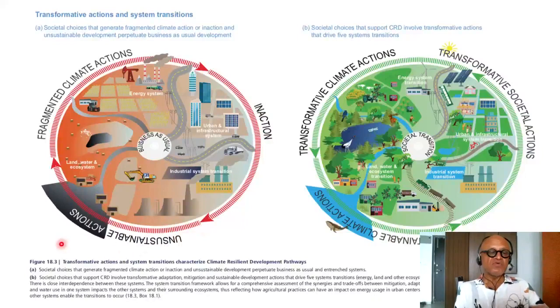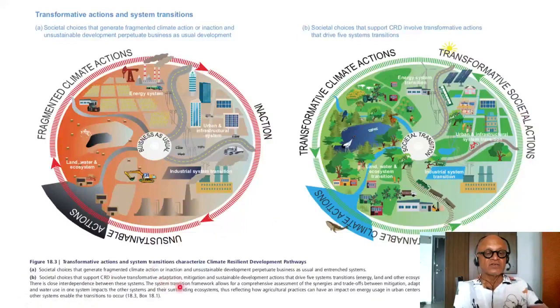Okay, in B we have societal choices that support climate resilient development that involve transformative actions that drive 5 system transitions. So here you have societal transitions: energy system transition, urban and infrastructural system transition, industrial system transition, land, water and ecosystem transition, and of course transformative climate actions. So you have sustainable climate actions, transformative climate actions and transformative societal actions as well.